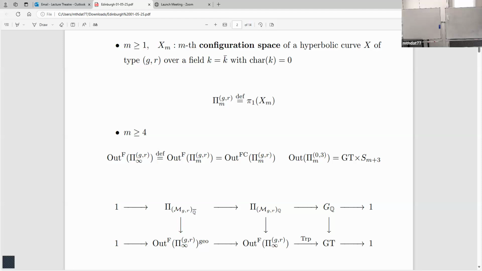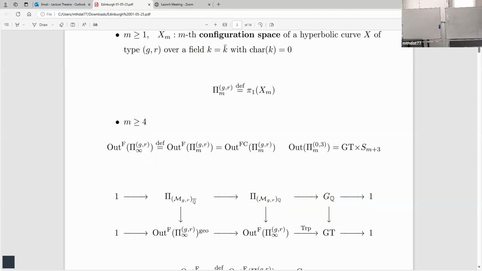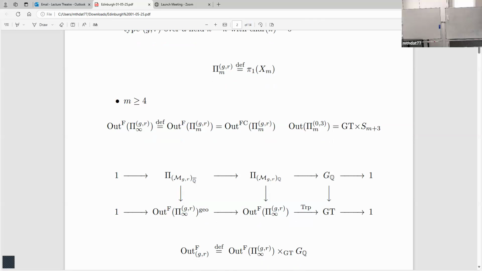This is the kernel of this. The kernel of this, yeah. So a priori, it's not clear that this is surjective. Okay.